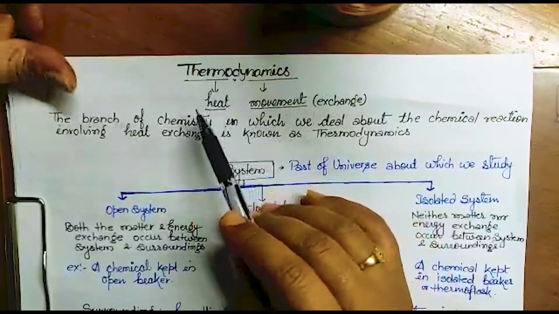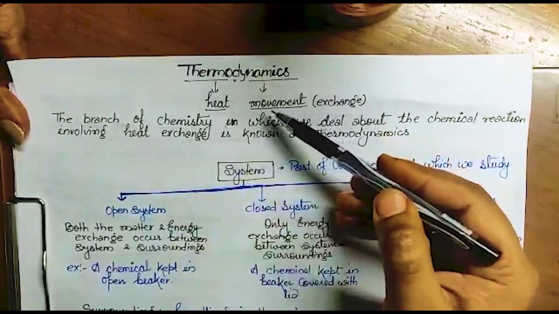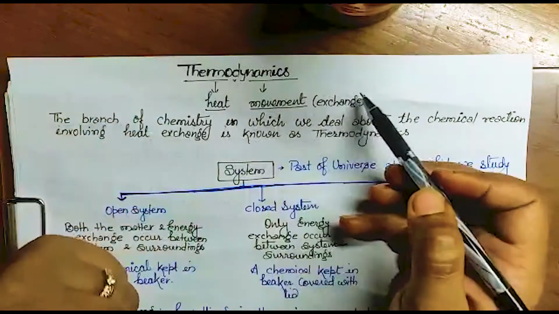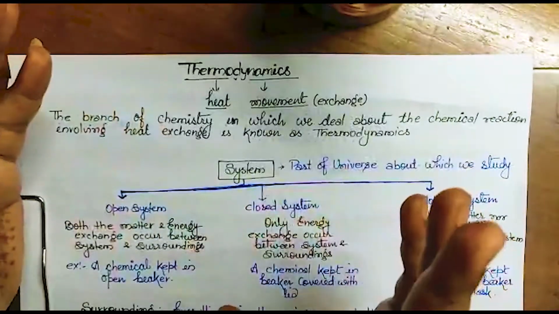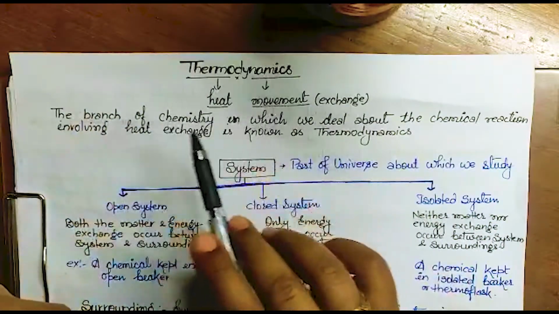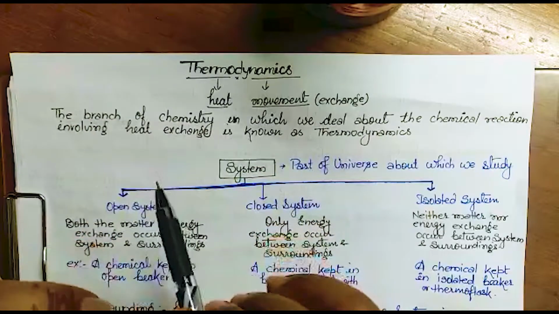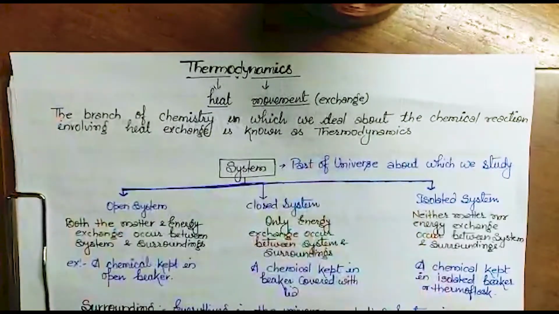Thermo means heat. Wherever this word thermo comes, it means heat, and dynamic means movement, or we can say the exchange. So where there is heat exchange, wherever that heat exchange occurs, that branch, those things we will be studying in this chapter, in thermodynamics.